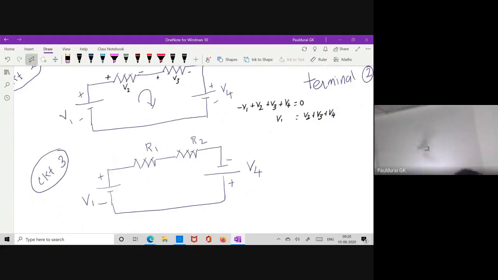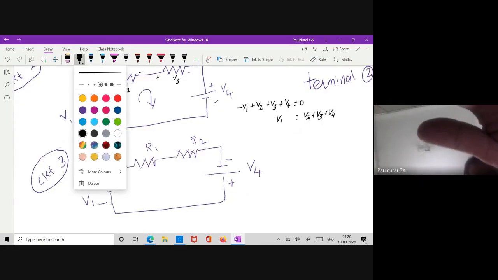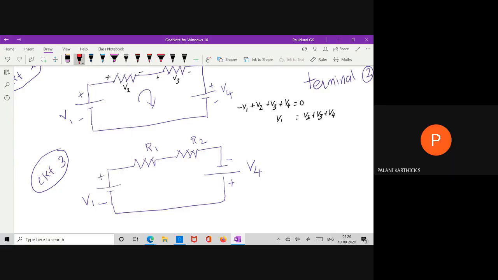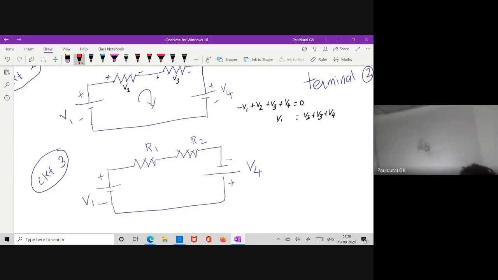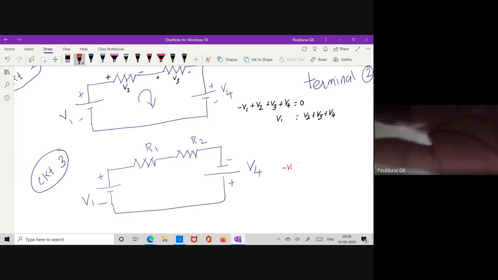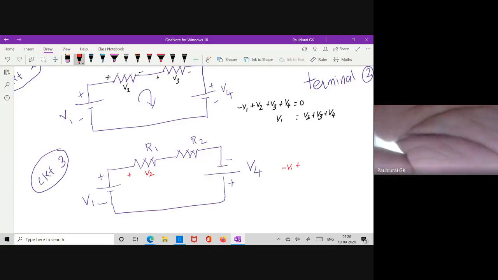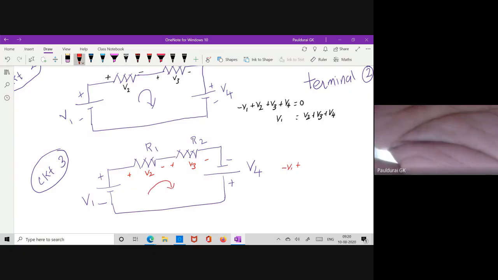Circuit 3. Now you guys, please do it by yourself. Minus V1 plus V2 plus V3 minus V4. So minus V1. Who is V2? This is my V2, always plus minus. This is my V3, plus minus. Assume the current direction always clockwise. That I will explain. So minus 2 plus, so minus V1, then plus V2 plus V3, this time minus V4, which is equal to 0. So V1 plus V4 equals V2 plus V3.